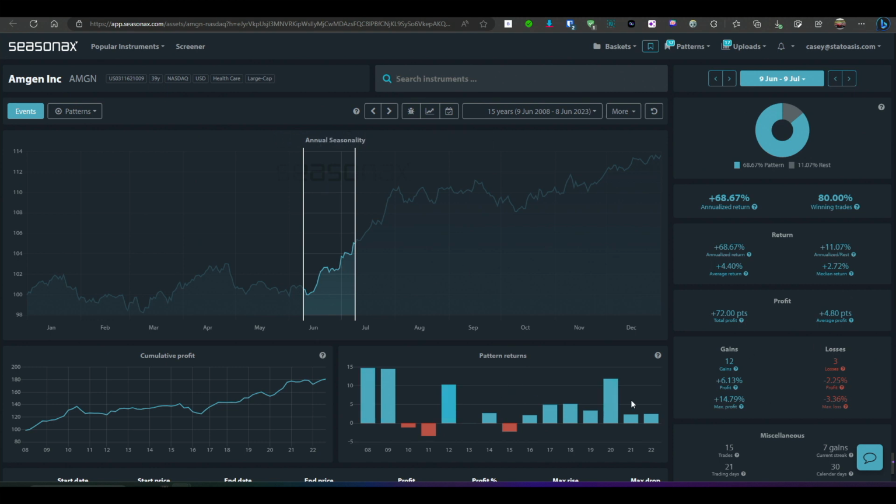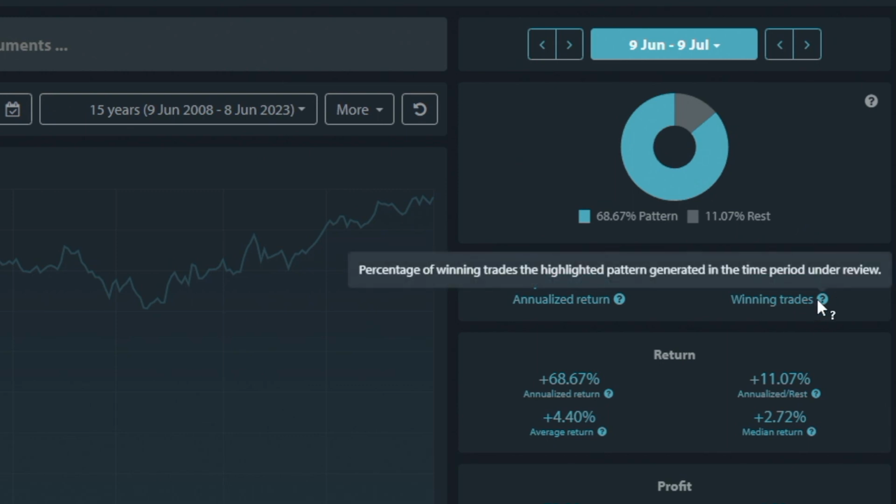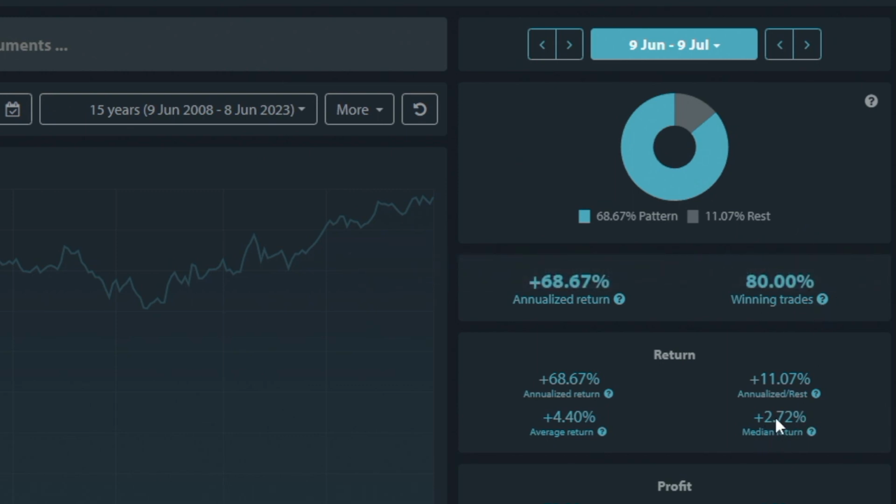So this is the performance per year. This is the cumulative profit if you invested in this pattern for the past 15 years. Now this pattern holds for a month, from 9th of June till 9th of July. And if you annualize this, the annualized return will be 68%. So out of the last 15 years, 80% of the trades were winners with a median return of 2.72%. The average return is 4.4%.